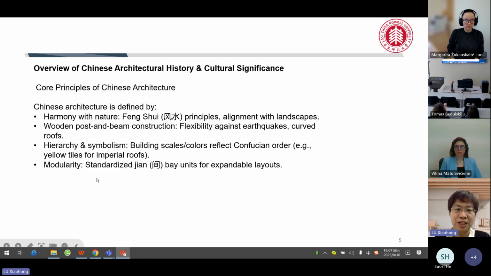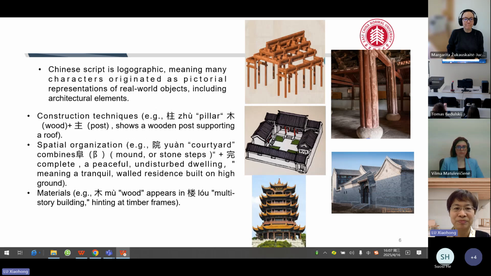And then another feature is modularity. That is, we have these standardized jian or bay units for expandable layers. So we can expand the layers of the building through the number of jian, which is the measure word for the house. So that's the quick overview of the principles of Chinese architecture. So you will find those principles in the following presentations through the characters.